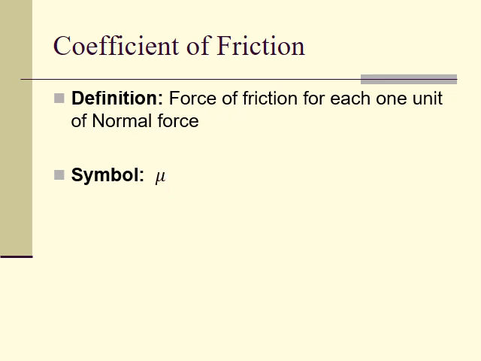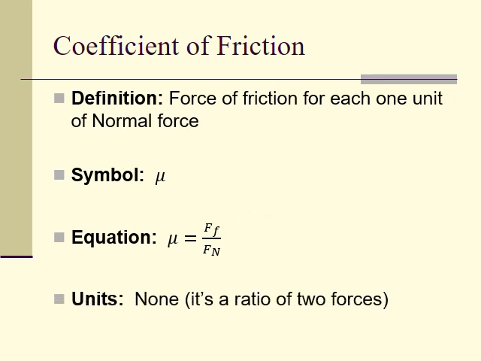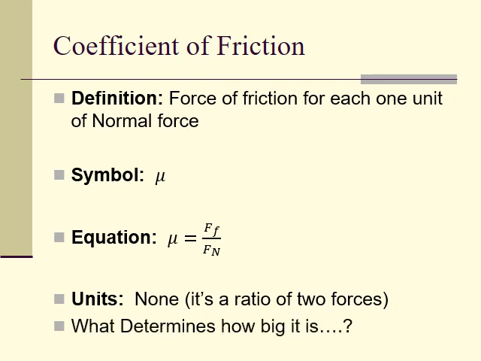We can calculate that coefficient if we know the force of friction for a given normal force, and you just divide the two. The units for the coefficient of friction is nothing. It has no units. It's just a ratio between two forces. So it's just a number. It's a ratio. It has no particular units at all.